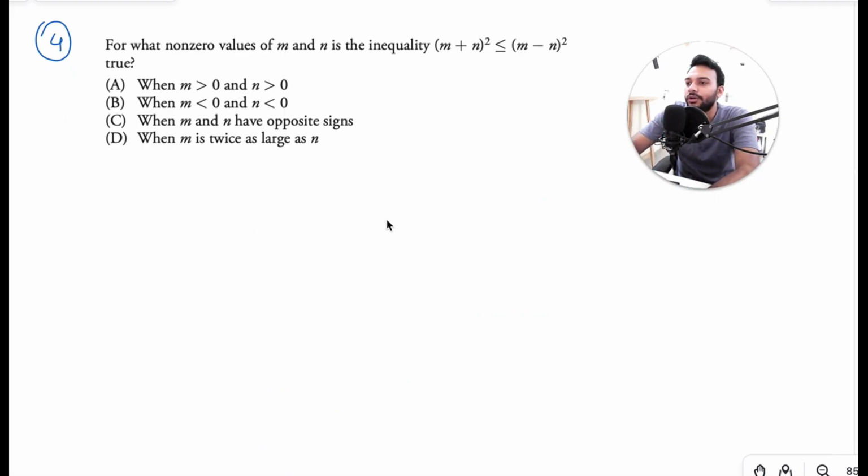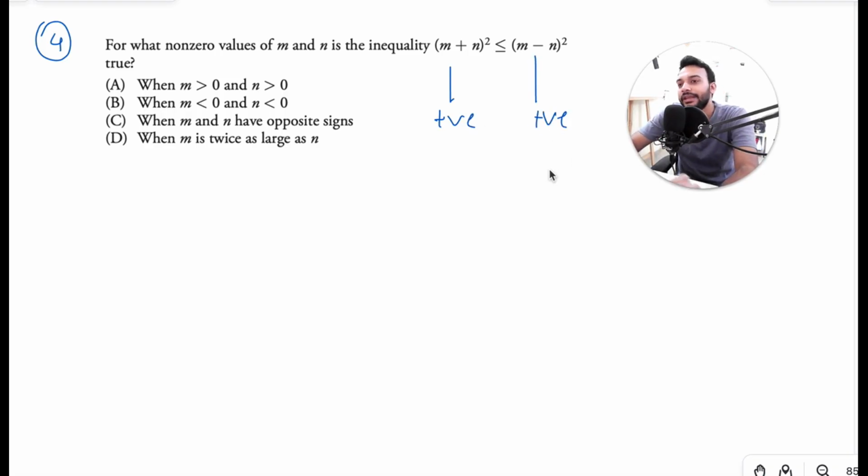Question number 4. For what non-zero values of m and n is the inequality (m + n)² ≤ (m - n)² true? So (m + n)² and (m - n)² will both end up being positive values since there's a square. Both are positive.